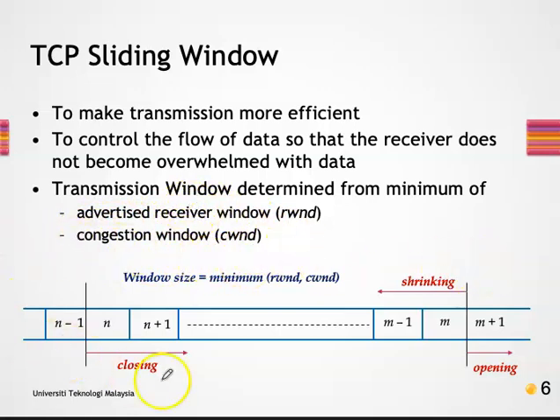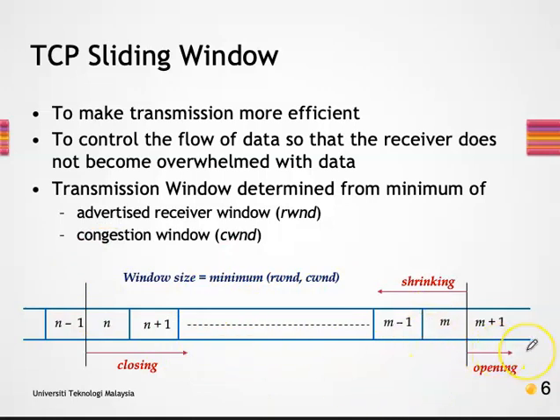So here is a sliding window. The window here can be opened, closed, or shrunk. So these three activities, as we will see, are in the control of the receiver, and also depend on the congestion in the network and not the sender. So the receiver controls this. Okay, the sender must obey the commands of the receiver in this method.